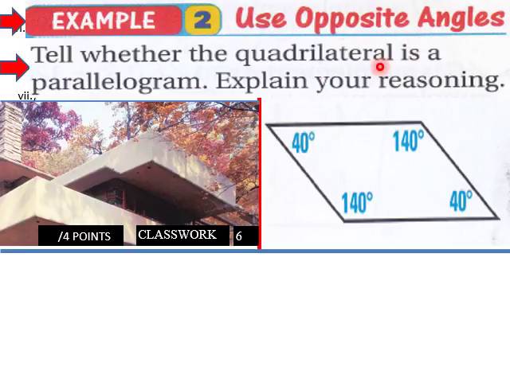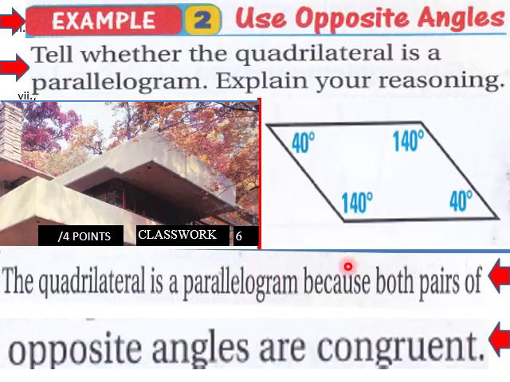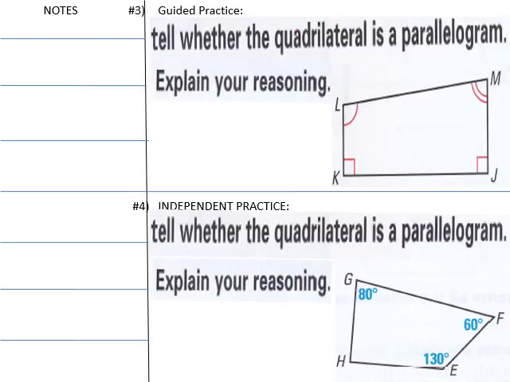Example 2, use opposite angles here to tell whether the quadrilateral is a parallelogram. Explain your reasoning. So we have a quadrilateral is a parallelogram because both pairs of opposite angles are congruent, 40 and a 40 and a 140 and a 140. That shows right there that this is a parallelogram.